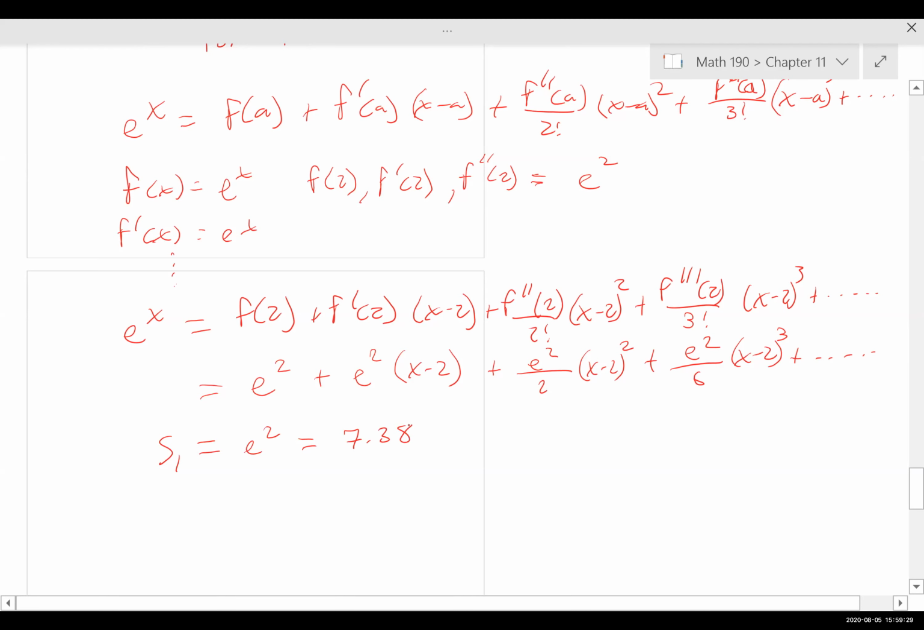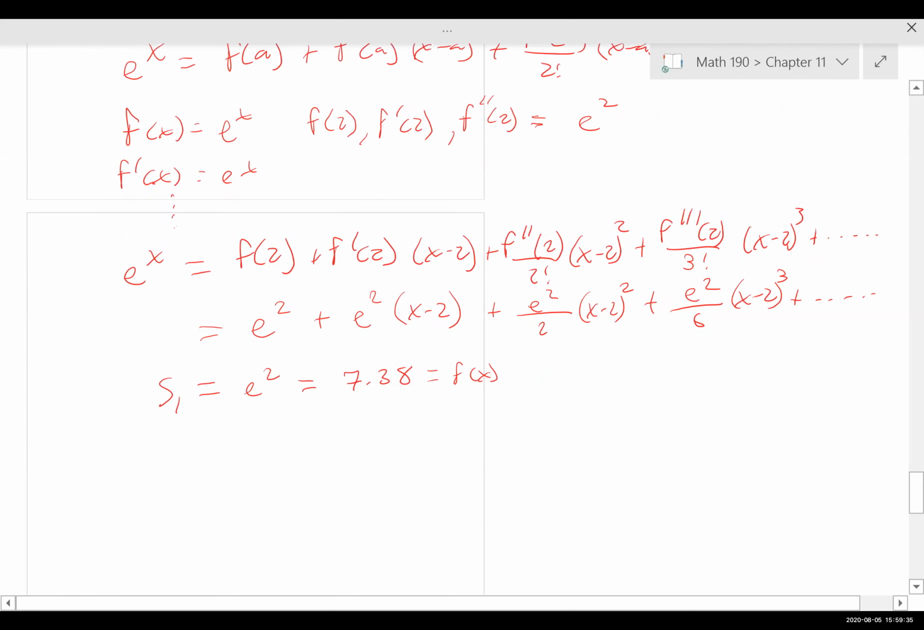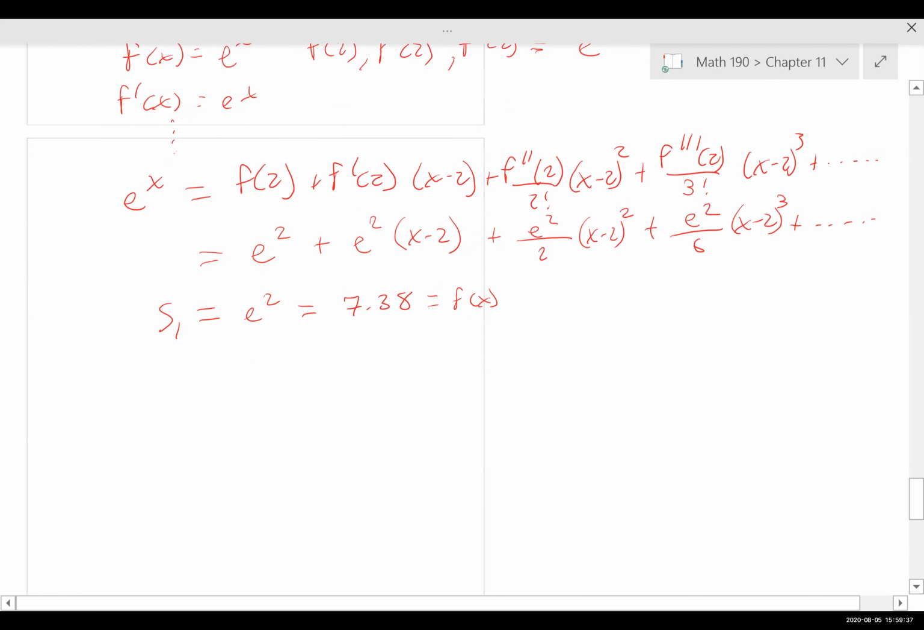So we're saying that f of x is equal to 7.38. That's kind of interesting. Not too good, but it's all good. 7.38, right? So let's look at a graph.